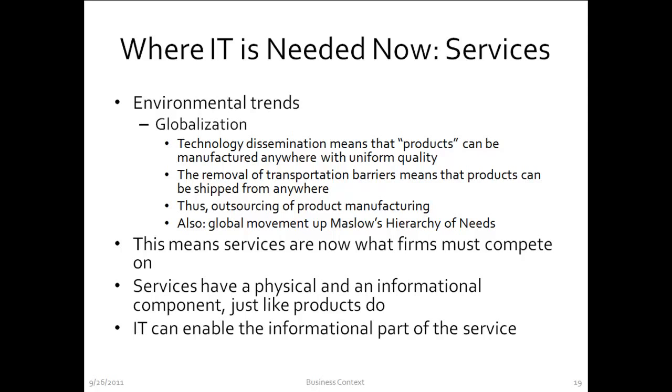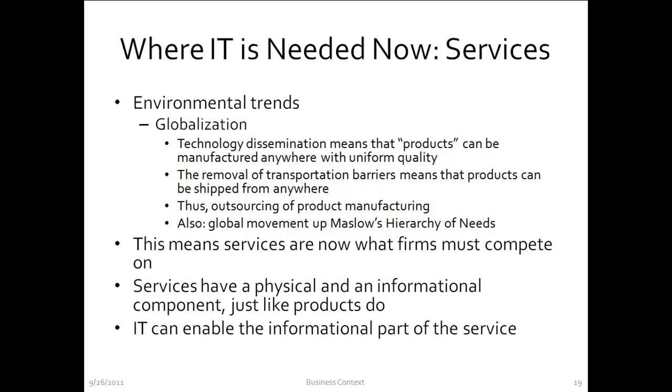Essentially, this has resulted in the outsourcing of product manufacturing, because manufacturing has gone to where things were cheapest in terms of labor costs. Also, overall, the world's population has moved up what is known as Maslow's hierarchy of needs. Essentially, their basic needs have pretty much been met in most of the developed and the developing world. And so they're looking for things beyond just products. This means that services are now what firms must offer and what firms must compete on.